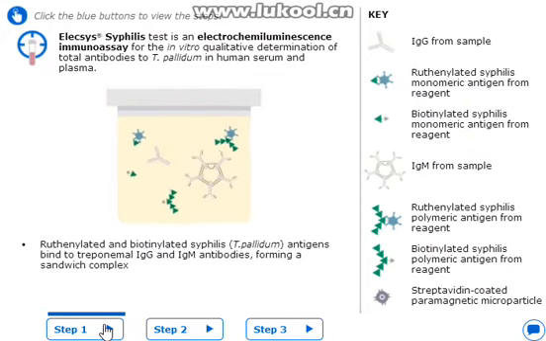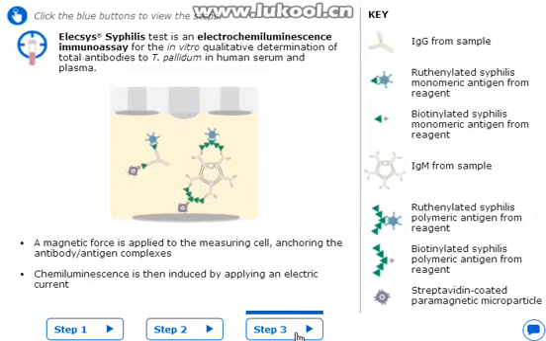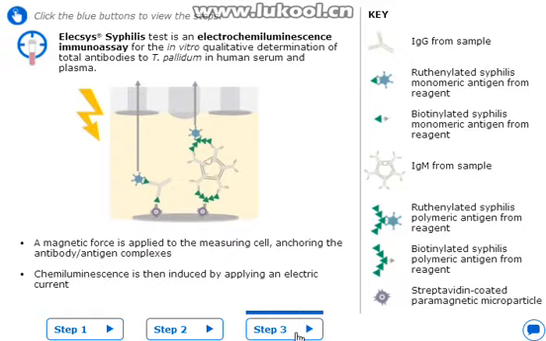Recombinant T. pallidum antigens labelled with biotin or ruthenium bind to specific IgM and IgG antibodies from the sample to form a sandwich complex. Streptavidin-coated paramagnetic microparticles are then added, forming a strong bond between the streptavidin on the microparticle and the biotin-labelled antigens. A magnetic force is applied to the measuring cell, anchoring the antibody-antigen complexes.